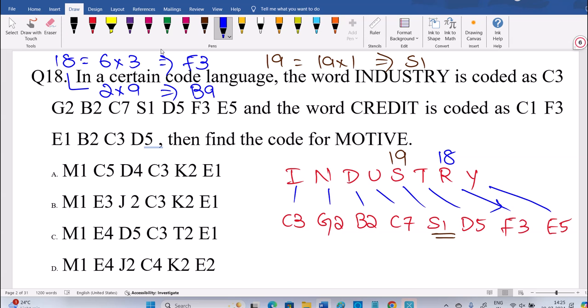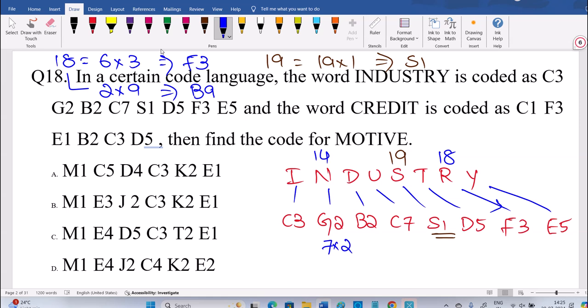You see the beauty in this question. N is 14. G is 7. 7 into 2, 14 matched. U can be written as G3 or C7 both. U is 7 into 3. 21 is 7 into 3. G3, or 3 into 7 means C7. So likewise they are doing.